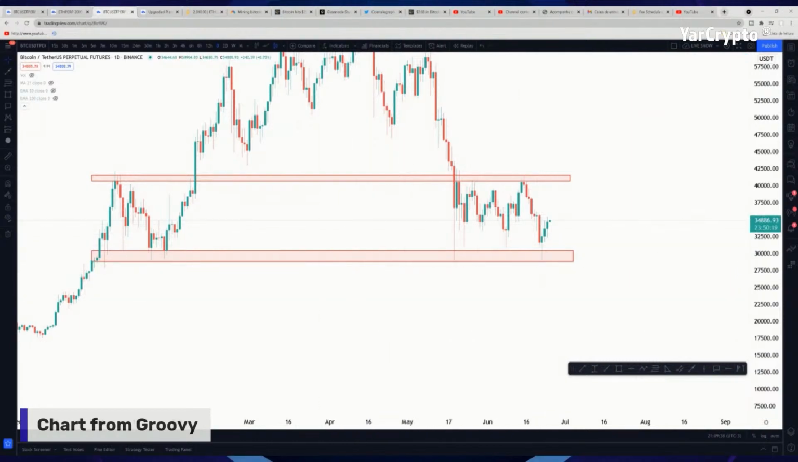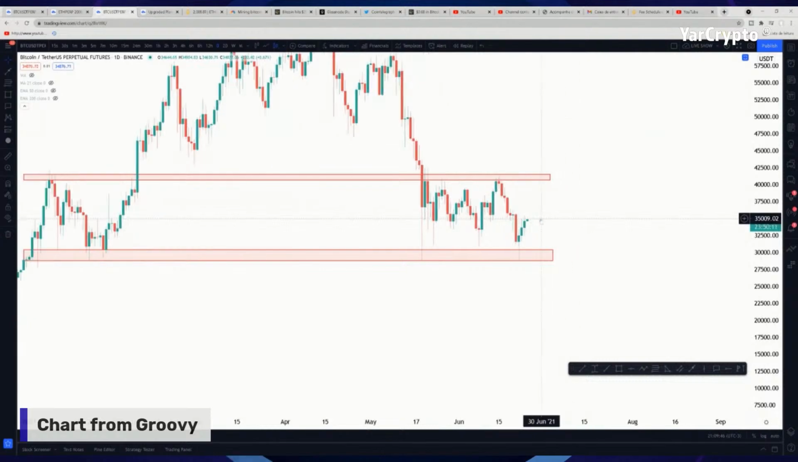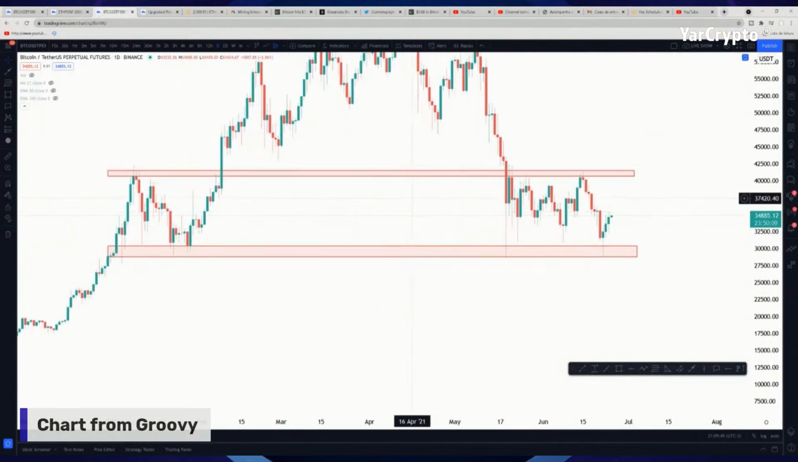I had pre-charted some ranges here to make things easier. First thing is our upper range, still there, the 41k level. Obviously, that's the major resistance area that we have to retake in the future. And we have the bottom range as well, 30k, which we tested a few times now, and we have the middle range.